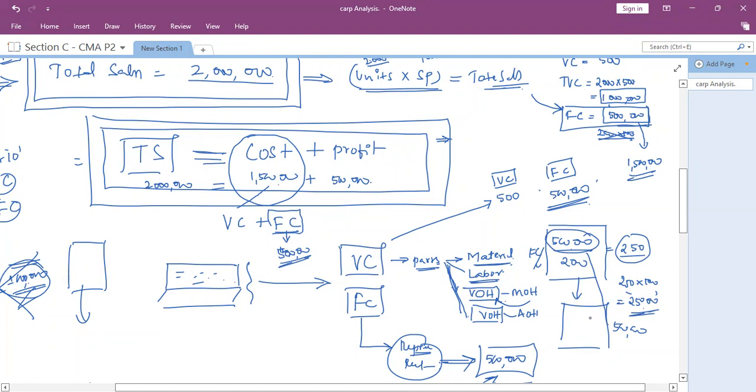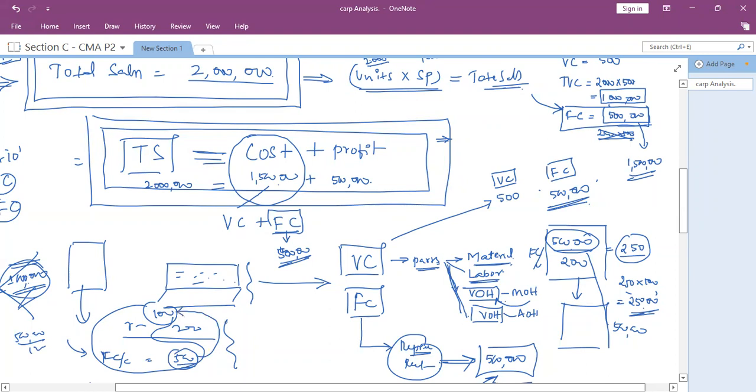Suppose in your examination your relevant range is 2000 and you have been given a fixed cost per unit as 500,000 into 1000, meaning 500 per unit. They have given a statement at 1000 units with fixed cost 500 per unit at 1000 level of production, and in examination they have asked you to prepare a 2000 statement. Will this 500 be useful?